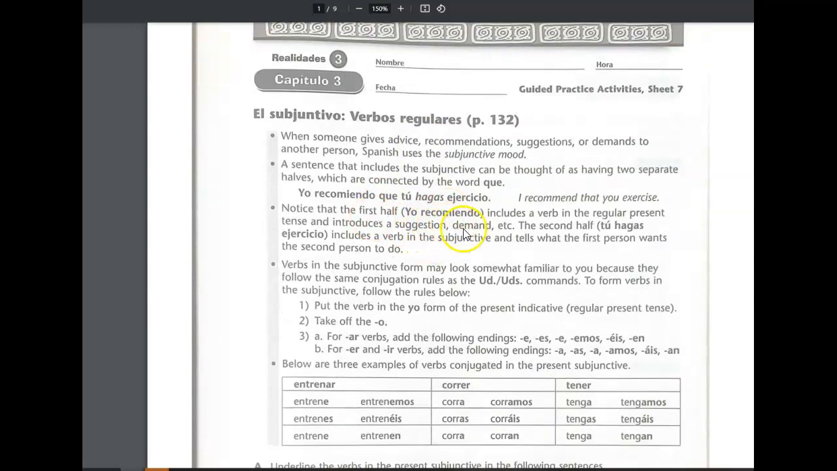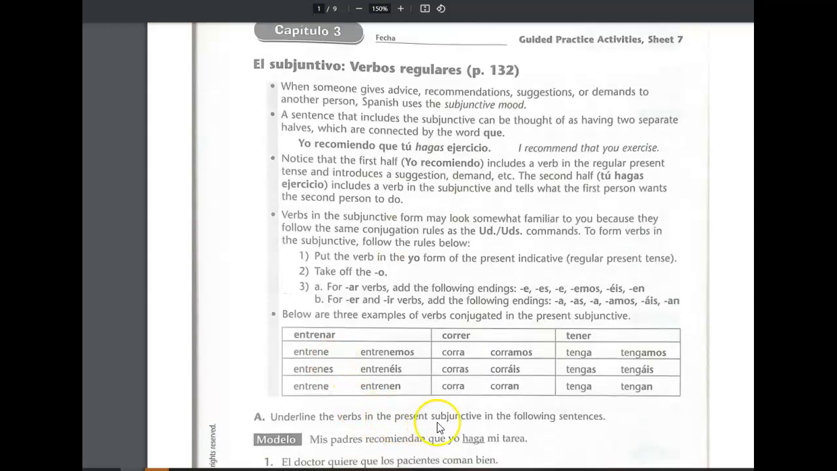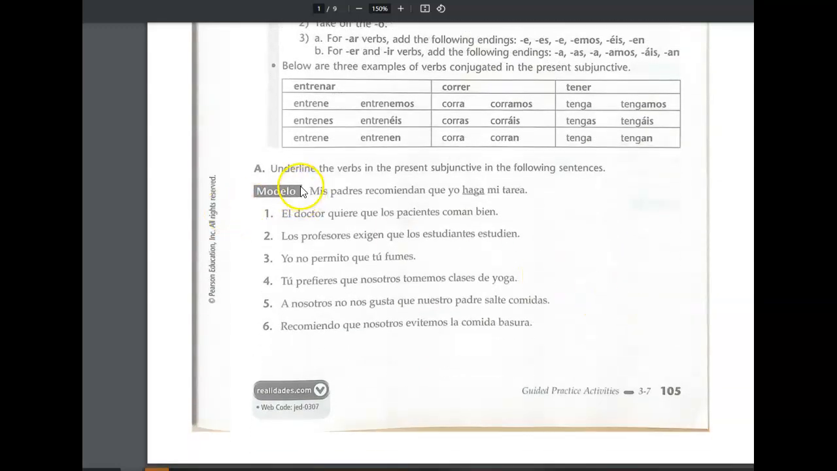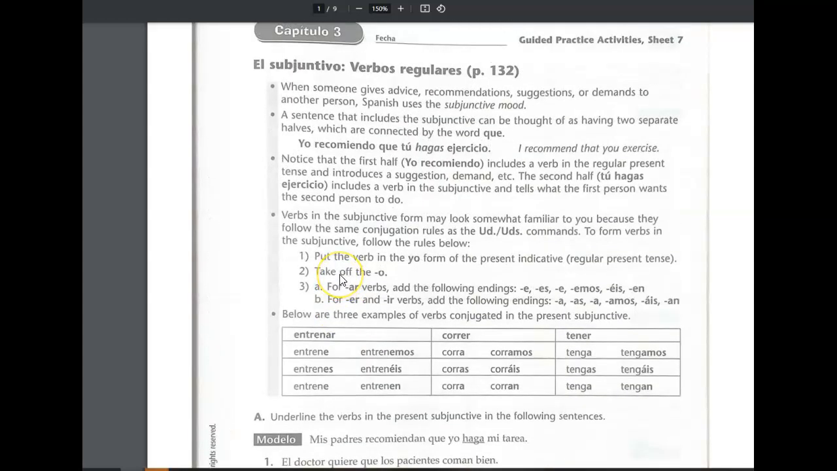And again, all the notes that we've covered together in class are summarized here in terms of how to formulate the subjunctive, the situations that call for the subjunctive, the endings of AR, ER, and IR verbs in the subjunctive. So, part A, underline the verbs in the present subjunctive in the following sentences. Pretty easy, huh? Underlining the verbs in the subjunctive, and you're not going to underline the first verb because the first verb is in the regular present tense.